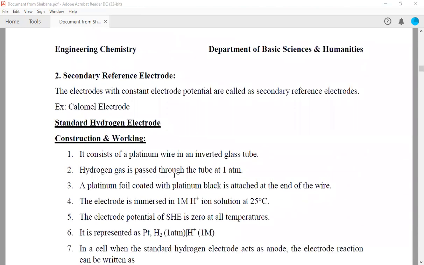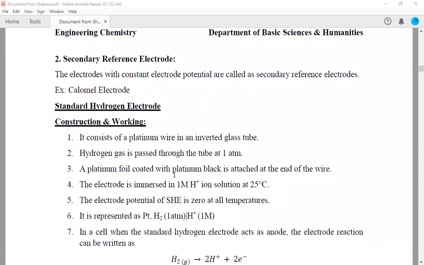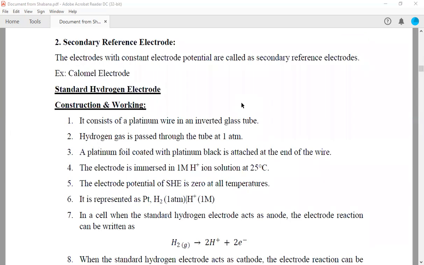Coming to the secondary reference electrode, in this, the electrode whose electrode potential is taken as a constant, that type of electrode is known as a secondary reference electrode. And the example for this is a calomel electrode. Coming to the first, the primary reference electrode, the example is a standard hydrogen electrode. We will learn about that.